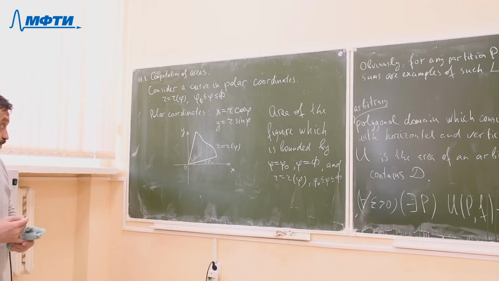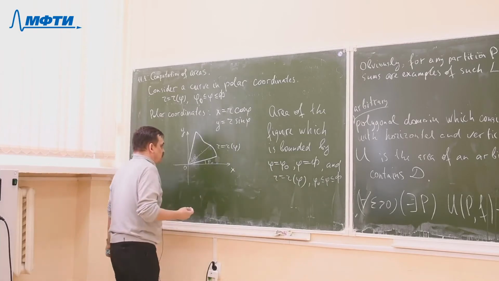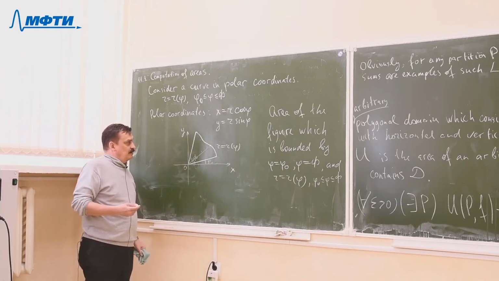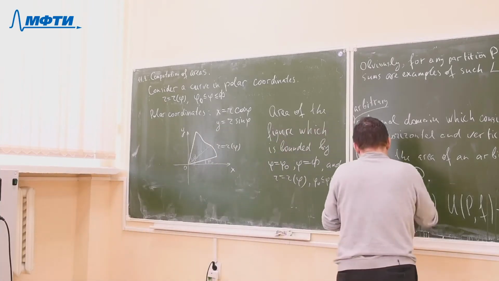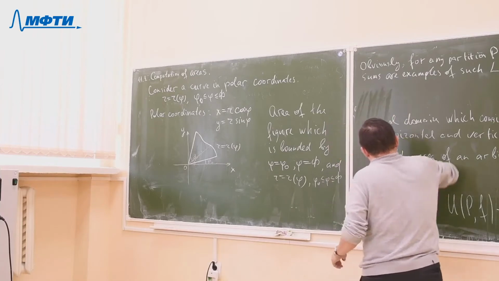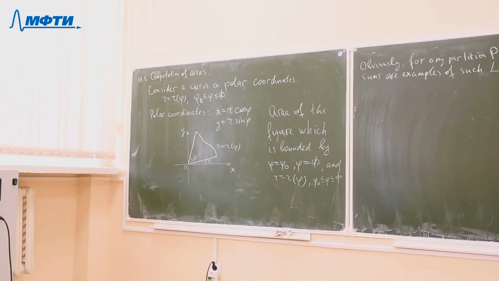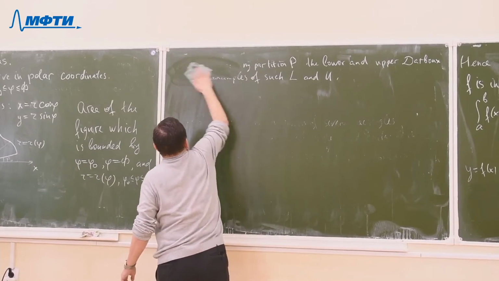So how to understand the area of this figure? We'll proceed in a similar way. It is not clear why we can do it, but we accept it for a while without proof, without rigorous proof.